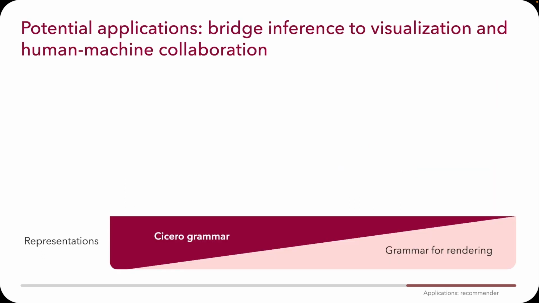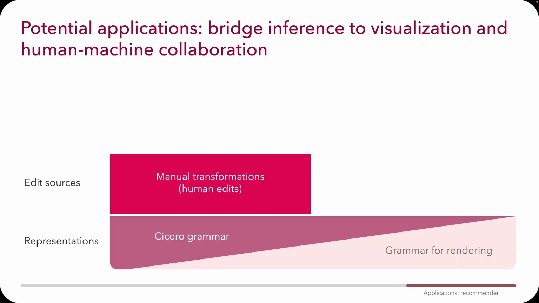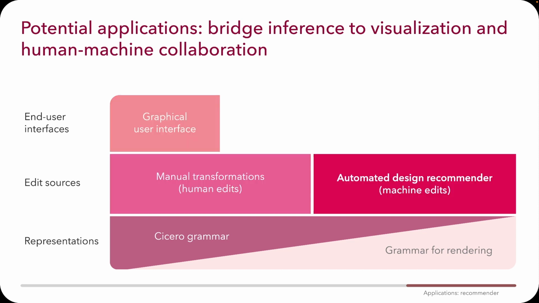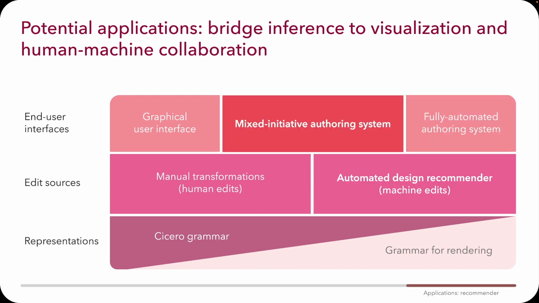Future work can apply Cicero grammar to sophisticated authoring systems as internal representations in conjunction with a visualization grammar for rendering. Then those internal representations can express human edits, which further builds up to a graphical user interface for manual edits. Cicero can also express machine edits suggested by an automated design recommender, which we can use to build fully automated authoring systems. Cicero can ultimately support mixed-initiative authoring systems that combine human edits and machine edits together.